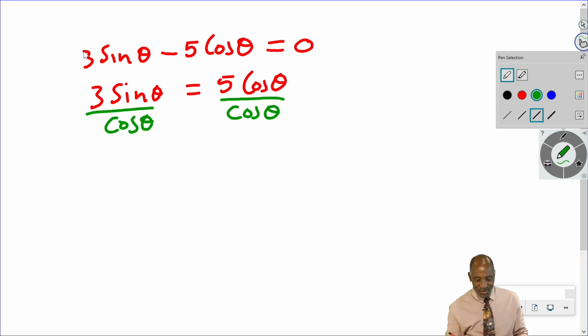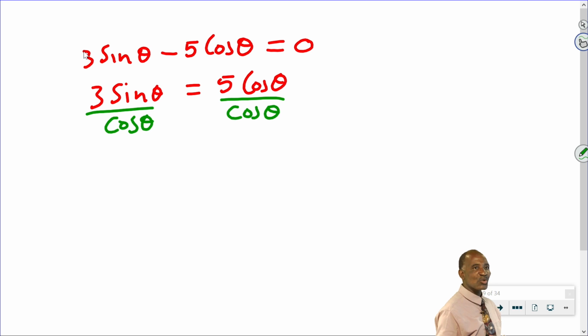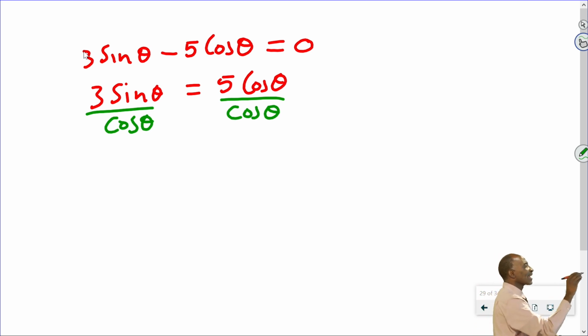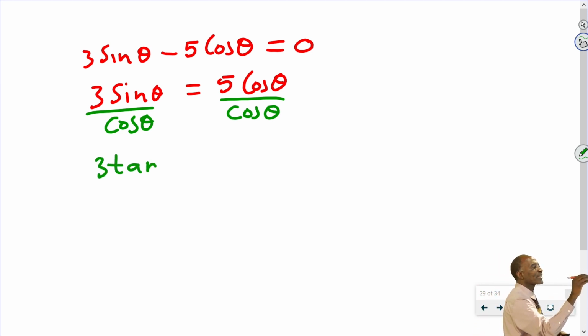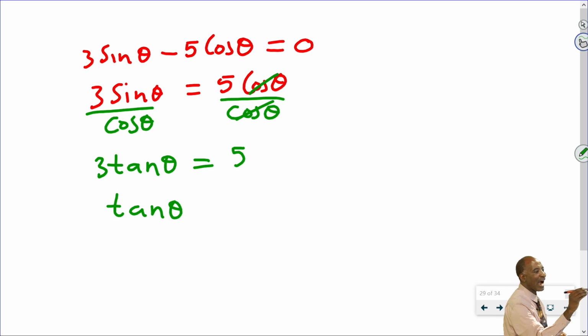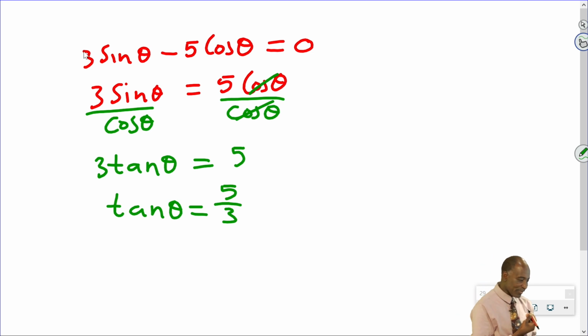We mentioned earlier on that sometimes it's necessary to change sine and cosine to tangent. This will then form 3 tan theta, sine divided by cosine of the same angle, equals 5 times 1, which is 5. Cos divided by cos is 1. Then divide both sides by 3, therefore, isolating the function, tan theta is 5 over 3. That's what we're getting there, 5 over 3.